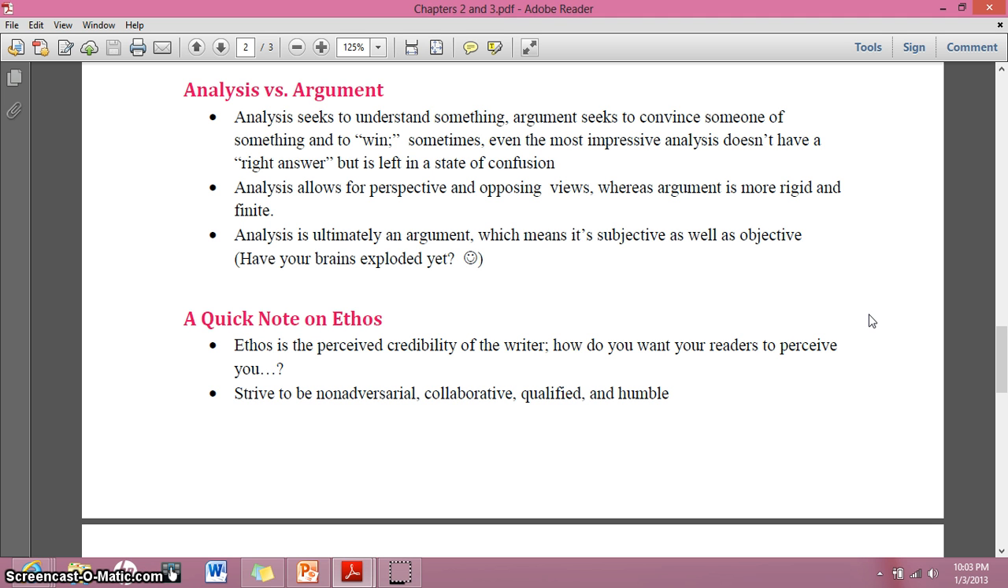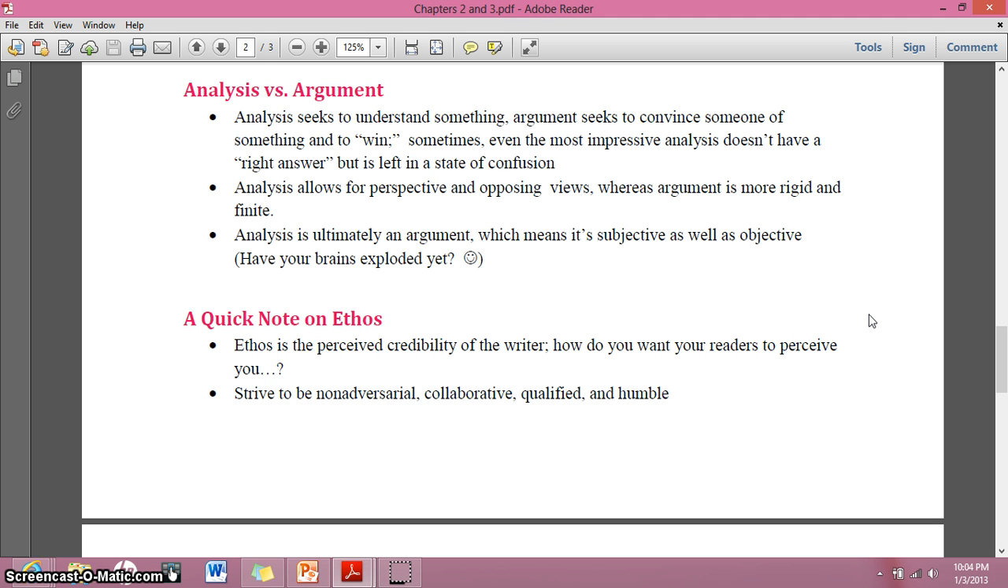Because really, there are some interpretations that are just dead wrong. So just because you see something happening in a text doesn't make it right. You have to prove that it's right. But it's the analysis type of argument, not a cutthroat, I'm going to kill you if you don't agree with me type argument. Okay? So what that means is that analysis is objective and subjective at the same time.